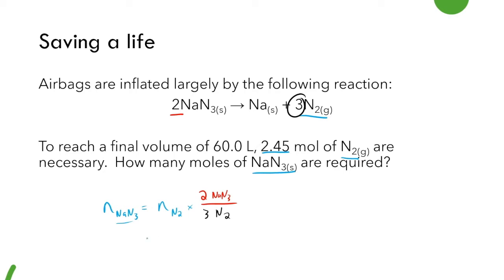All right, and let's sub those numbers in. So we want 2.45 moles of nitrogen. We multiply by 2 over 3, and when we do that, we get 1.63 moles of our NaN3 being required.